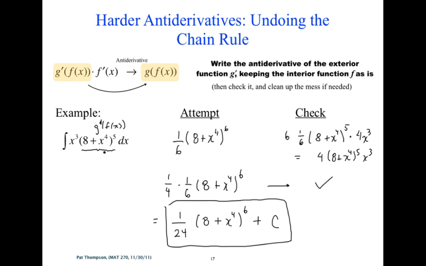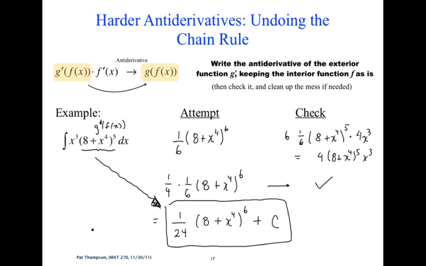This is going to be the 6th power. I need a 1/6, but I'm also going to need a 1/4. So kind of the goal is that you're just doing the chain rule backwards, and that you could just eventually write that down. But if you need the structure in the meantime to practice, that's fine. But we're really thinking about undoing the chain rule. We've got this function, what function, when we did the chain rule, would give us that? Okay?